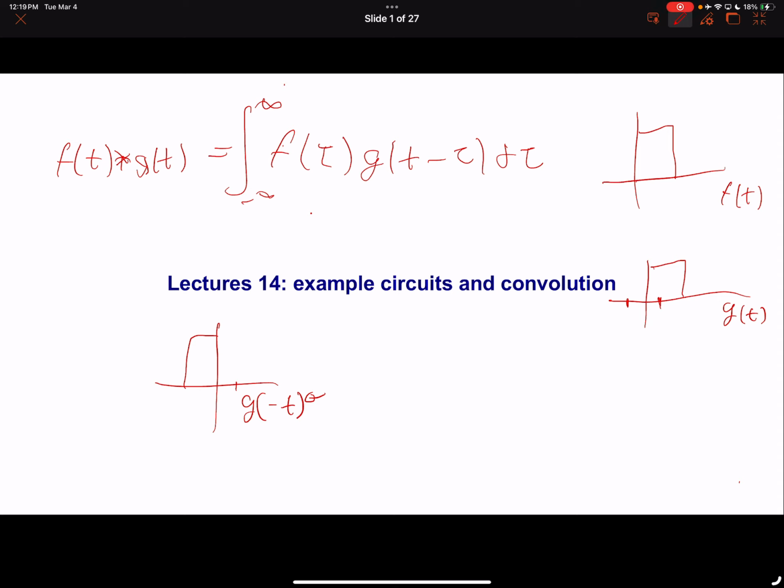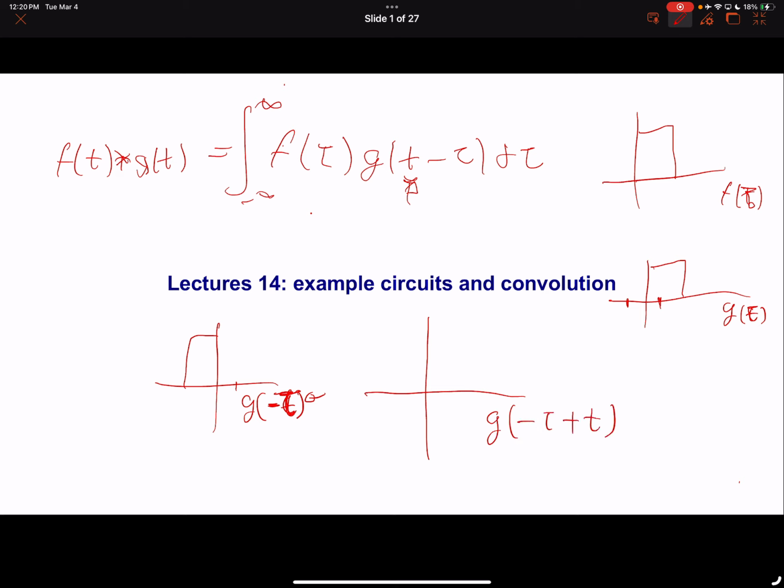Now, maybe I should say this in terms of tau to make this better. So g of negative tau. Now, if I take this g of negative tau and I shift it by t, so I'm going to add t to it, I have g of negative tau plus t.